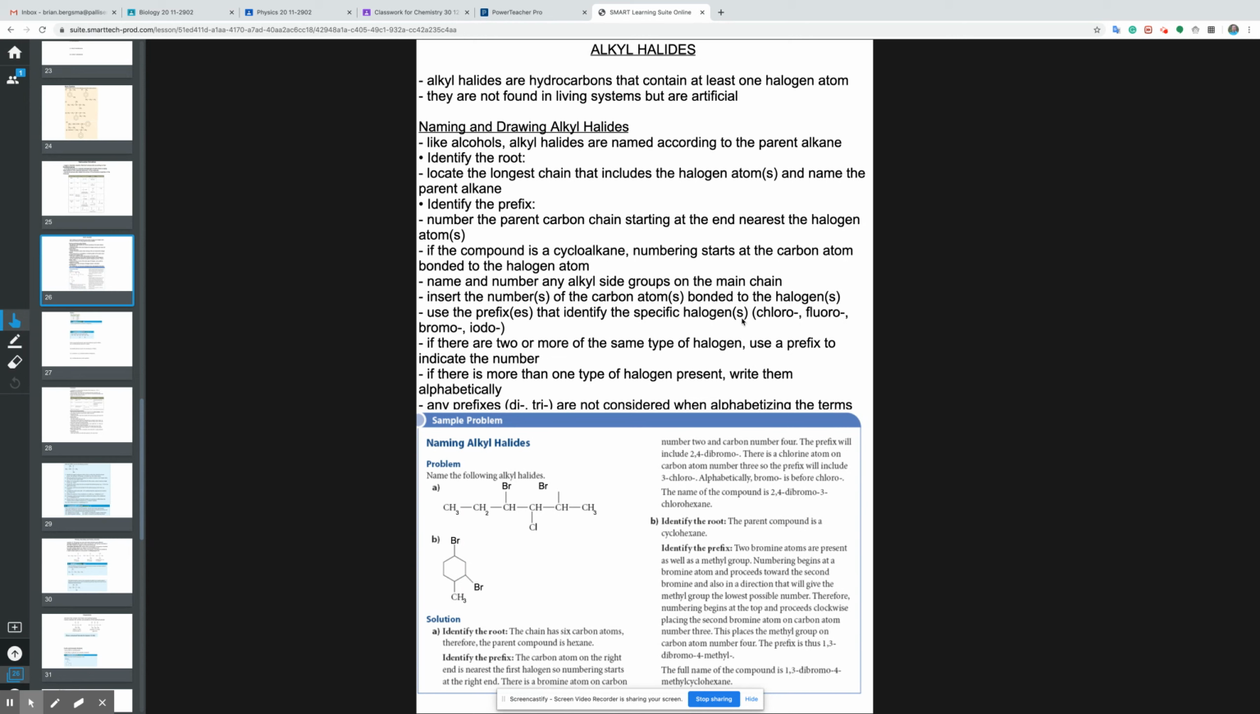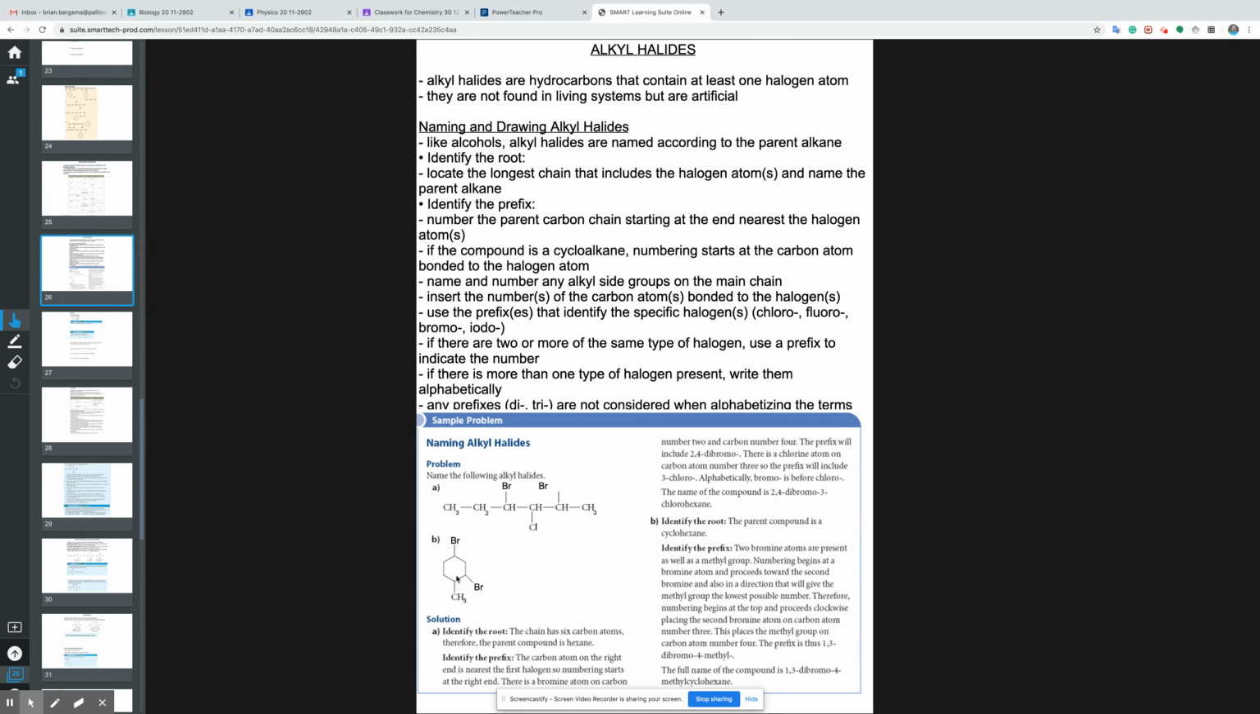Use the prefixes. For chlorine, you would use chloro, fluorine would be fluoro, bromine would be bromo, and iodine would be iodo. If there are 2 or more of the same halogen, use a prefix to indicate their numbers. So if there's 2 chlorine, it'd be dichloro, or trichloro, or whatever it is. If there's more than one halogen present, you write them alphabetically, not including these prefixes. So bromo would be first, then chloro, then fluoro, then iodo.